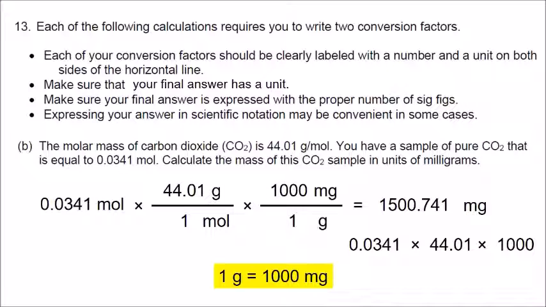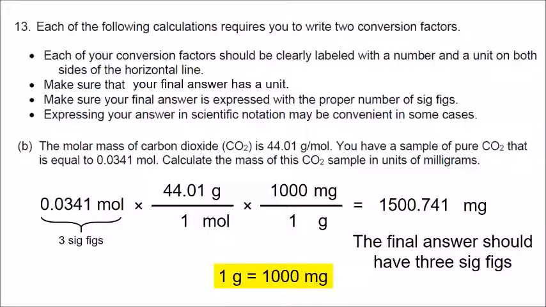1,500.741, etc. Let's talk about significant figures. Our given measurement, 0.0341, has exactly 3 sig figs because those first 2 leading zeros don't count. Our answer should also have 3 sig figs. Now, how do we do this? How do we round this number to exactly 3 sig figs?